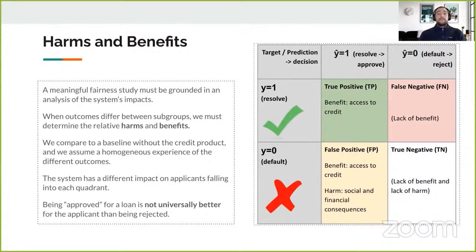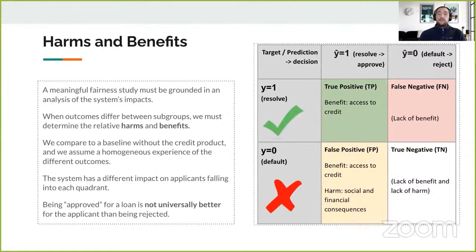So from this perspective, the system has a different impact on applicants falling into each quadrant of the confusion matrix. For true positives, there is a benefit. The applicant has access to credit. For false negatives, there's a lack of benefit. For false positives, there's both a benefit in the sense that the applicant does have access to credit, but there's also a harm, because the applicant will experience the social and financial consequences of default. Finally, the true negative has both a lack of benefit and a lack of harm.